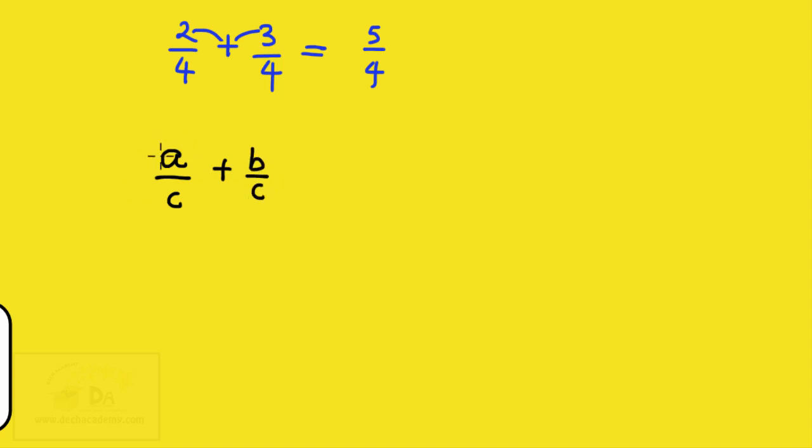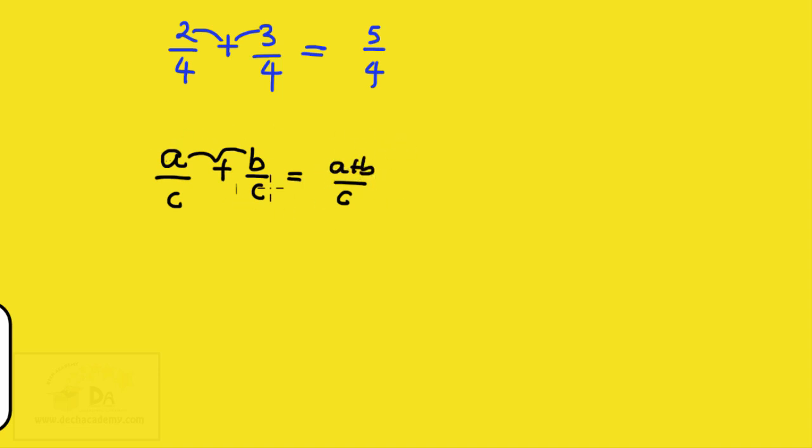So the general form of the method I'm describing is as follows: a over c plus b over c. I have a fraction here. The numerator is a, the denominator is c. A, b, and c are used here as variables. This other fraction has a numerator of b and a denominator of c. You can see that the denominators are the same, so the resultant fraction is going to have a denominator of c, and the numerator is just a plus b. A plus b over c.